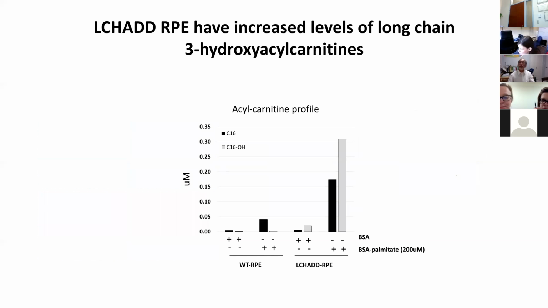Okay, so one diagnostic hallmark of LCHAD deficiency, as you know, is an increase in long-chain hydroxyacyl-carnitines. So in this experiment, mature RPE were fed either BSA or BSA palmitate for 48 hours, and we then collected media for acylcarnitine analysis. C16 is the dark bar, and the hydroxy C16s are the lighter gray bar. Over here on the left is the wild type.